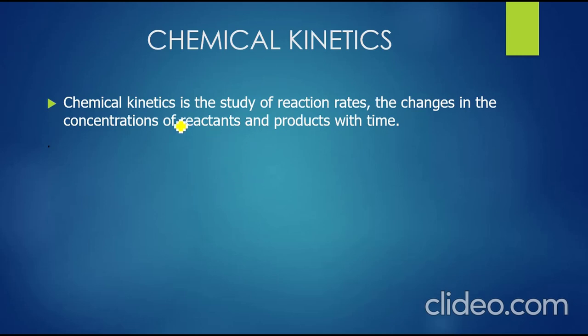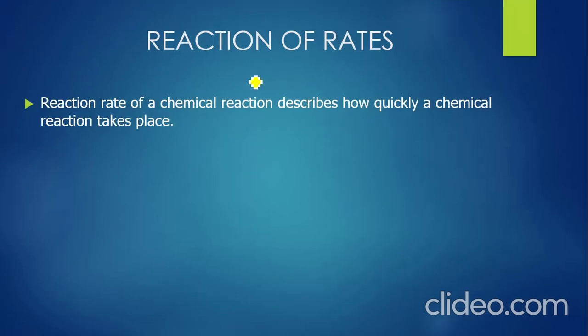So since chemical kinetics deals with reaction rates, you need to know what a reaction rate is. So what is a reaction rate? The reaction rate of a chemical reaction describes how quickly a chemical reaction takes place, or how fast a chemical reaction takes place, or in other words, how fast or quick the concentrations of reactants and products are changing over time.